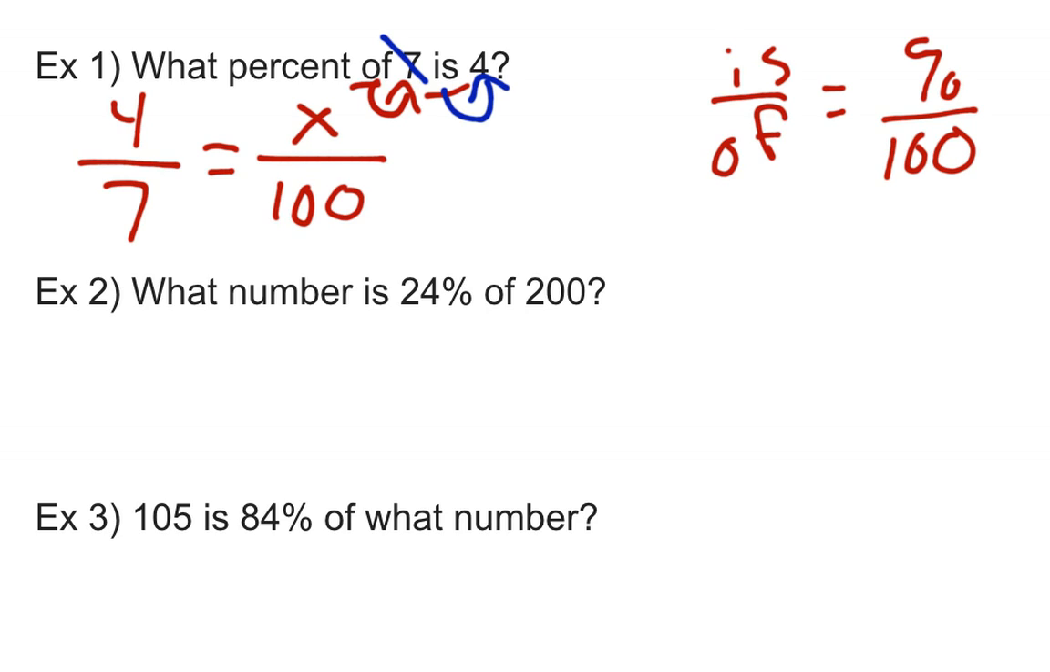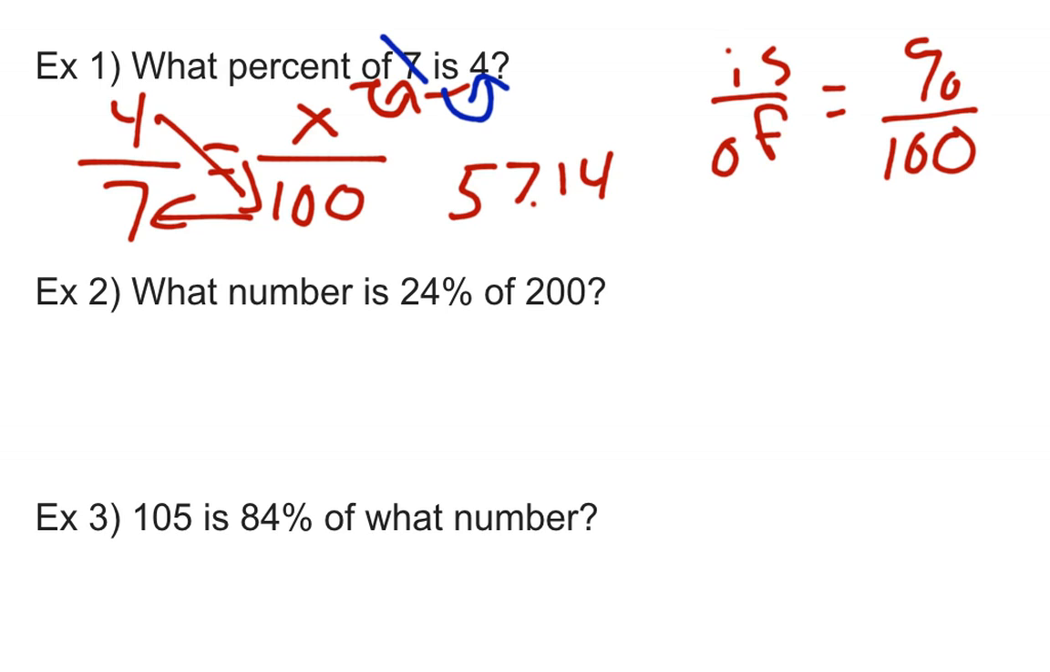Once you get your problem set up here, then you can go ahead, cross multiply, divide. 4 times 100 is 400, divided by 7. It actually gets you a really long decimal. It gets you 57.14, and it keeps going. I'm going to go ahead and round this to the nearest hundredth here, so 57.14.